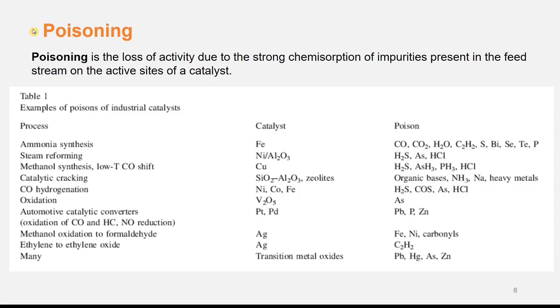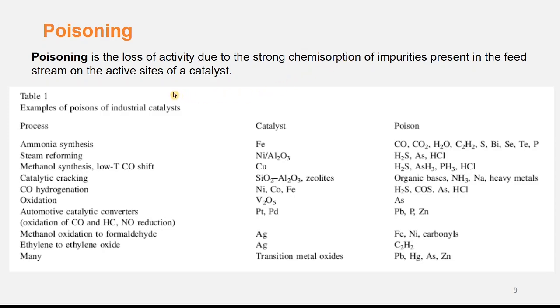Now, let's look at poisoning in detail. Poisoning can happen when your feed streams contain impurities that can adsorb onto the active sites of the catalyst. This is strong chemisorption. The poison occupies the active sites, which prevent them from catalyzing the desired reactions, so you have loss of activity.